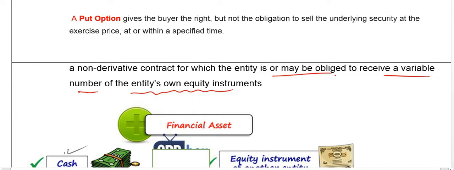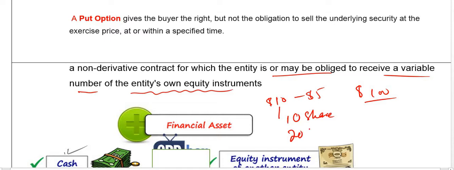And let's say here the value is 10. So for this value, the variable number of shares will be like this. Let's say the entity's share value is $10. So definitely they will receive 10 shares. Okay, now if the share value is $5, then definitely they will get 20 of their own shares. So this is a variable number, meaning the number of shares changes because of the price of the share.